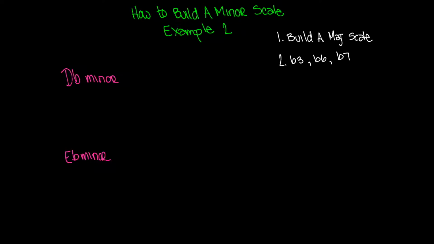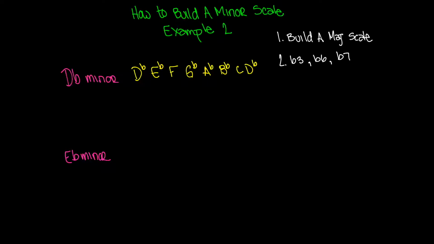We remember that to build a minor scale, we start with the major scale. We build that out first, and then we have to flat 3, 6, and 7. All right, so to build my D flat minor scale, I'm going to start with D flat major, and that's going to look like this. Okay, and you can verify the work later on.